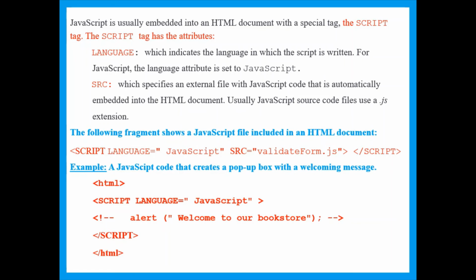Let us take an example of displaying a pop-up box with a welcoming message using JavaScript code which has been embedded in HTML. Here the HTML tag is being opened, then we need to specify which type of scripting language we are using. For that we have to make use of a script tag. Open the script tag, the language attribute is equal to the type of scripting language we are using. Here we are using JavaScript.